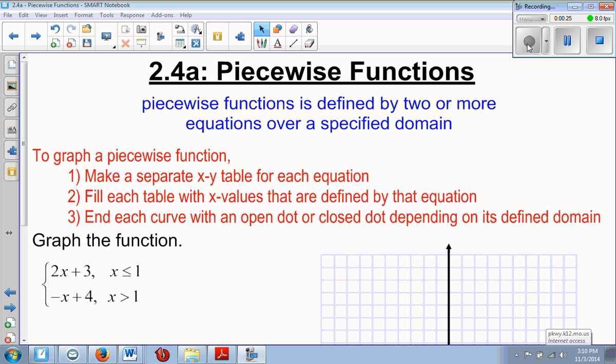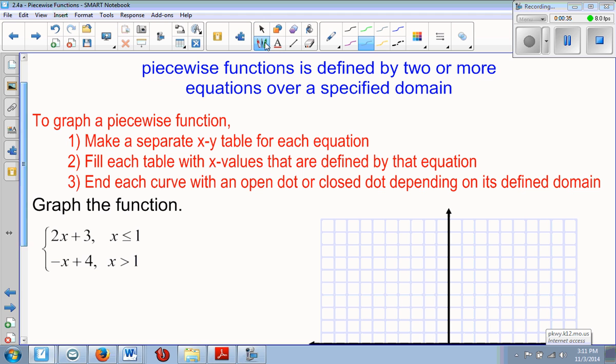As many equations as necessary for that particular situation. Now, most of the ones on this note sheet are defined with two equations, and I believe the last one is defined with 3. So remember, when you're looking at your piecewise function, this top equation, 2x plus 3, is defined for any x value from 1 and smaller. This one, negative x plus 4, is defined for any x value bigger than 1.